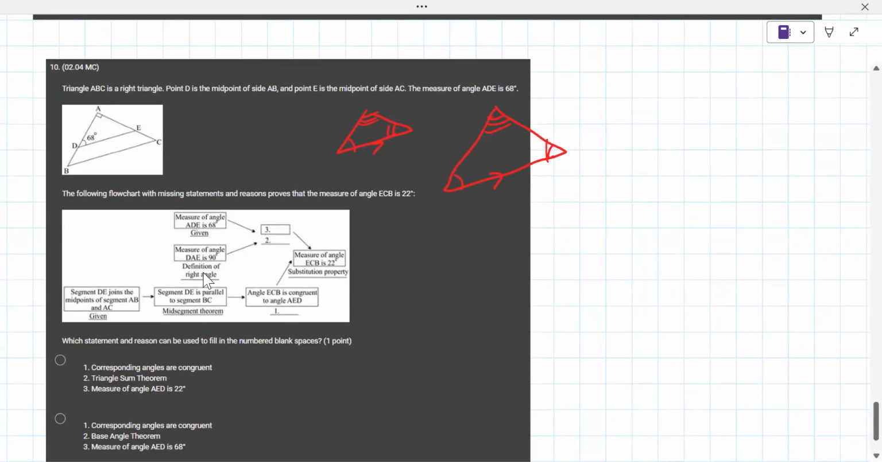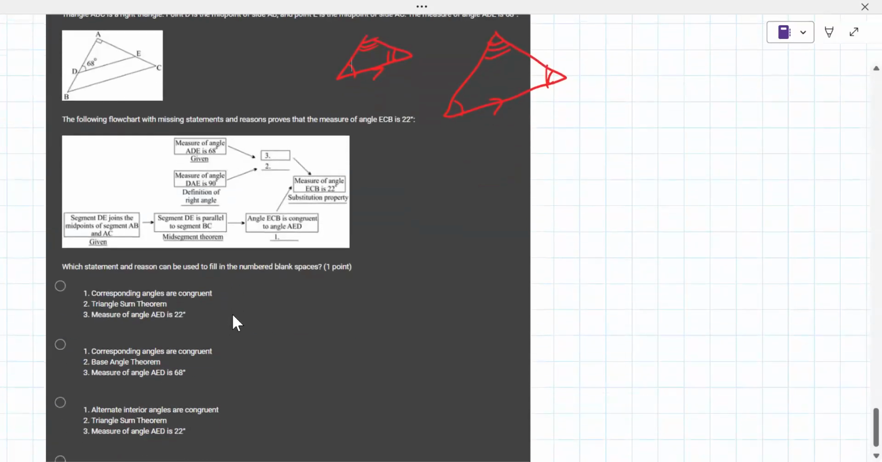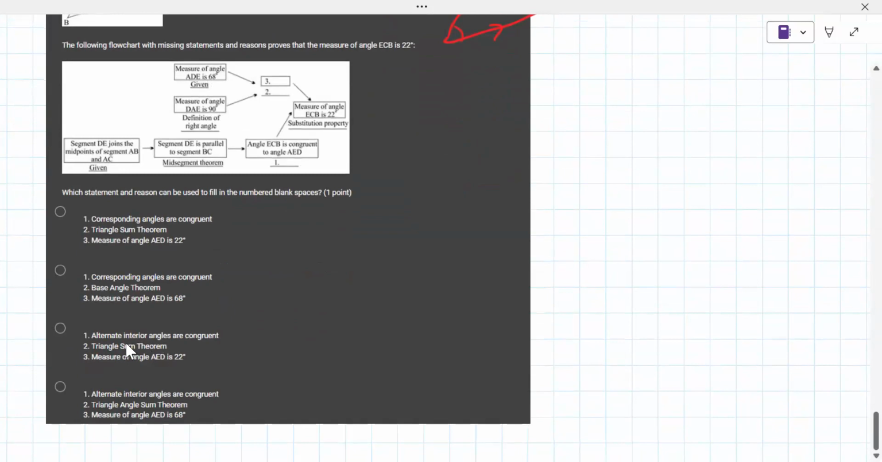So there's the givens, and then there's the right angle, and so what is two and what is three? There are no alternate interior sides here. Alternate interior angles are congruent.